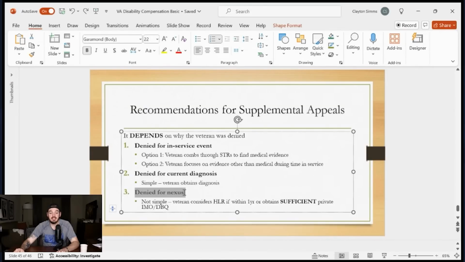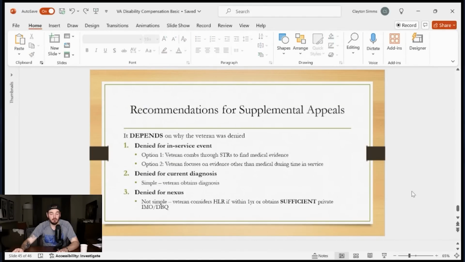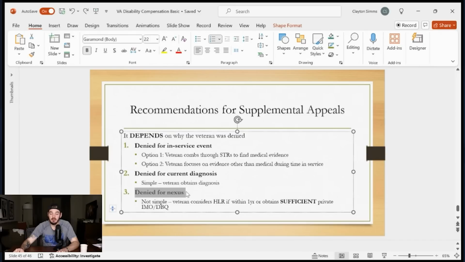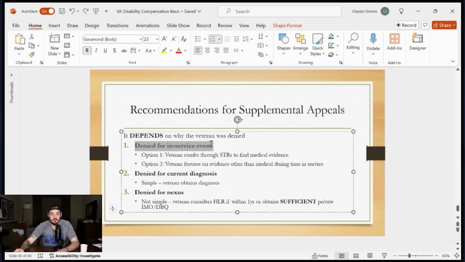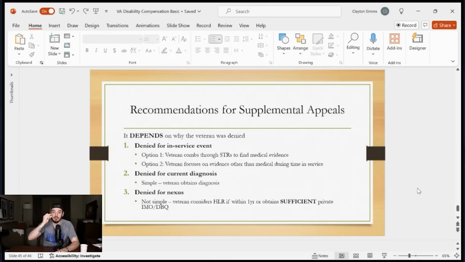Then we have the denied for Nexus. If you have both of these, but for whatever reason, the VA denied you for the Nexus, you'll see this commonly in secondary claims, okay? Because in secondaries, there's no need for the in-service events. That becomes your primary disability. You still need the current diagnosis. The Nexus then for secondaries connects the current diagnosis to the primary. That's what a secondary claim is.